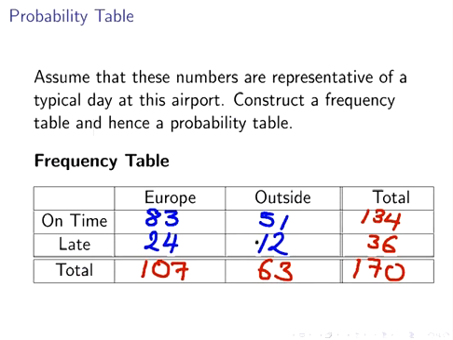12 of the non-European flights left late. Likewise, 83 of the European flights left on time. 24 of them left late. We have these column totals that we know were given, and also these row totals that were also given. So everything there checks out. All that remains now is to put this in the context of a probability table. So in each case, we're just going to divide by the total, 170.